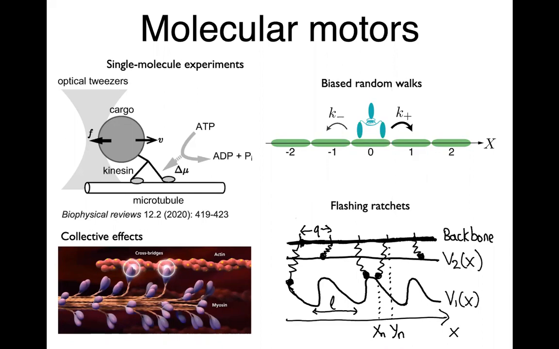These are potential energies: the potential energy of the motor when it's free, which is this one, or the potential energy of the motor when it's bound to the polymer, which is this one, see? This energy is periodic, so it repeats every monomer. Not only is it periodic, but it's asymmetric. It's asymmetric because these structures are roughly asymmetric, they are not perfectly symmetric in space.